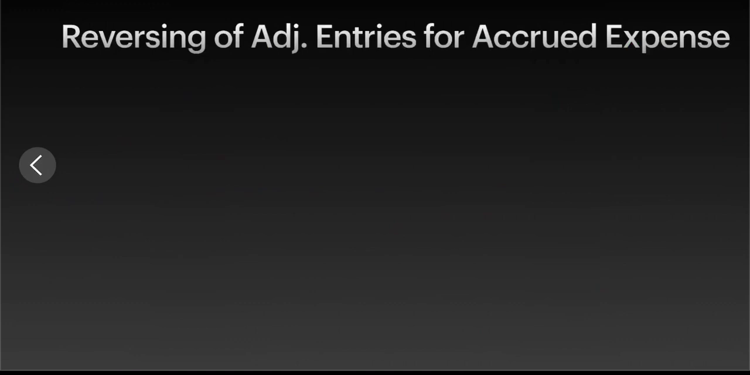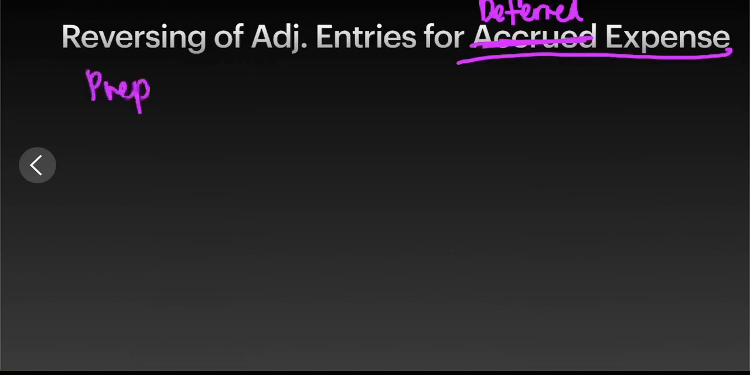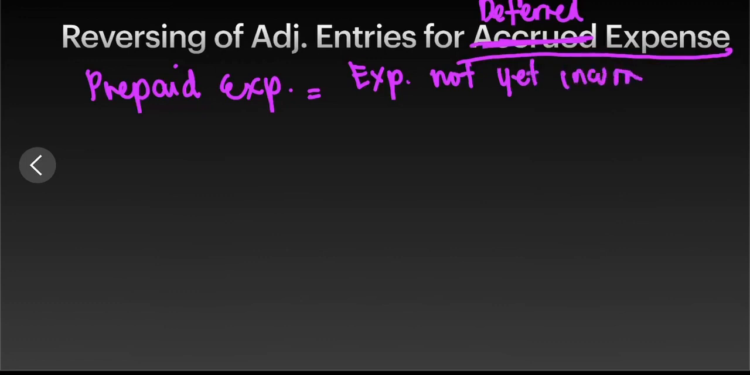In terms of reversing of adjusting entries for deferred expense, again, a little recap. We're not talking about accrued expense. What we are talking about is deferred expense. When we talk about deferred expense, this is commonly known as prepaid expense. When we say prepaid expense, not yet incurred, already paid, or there is a postponement of the recognition of expense.